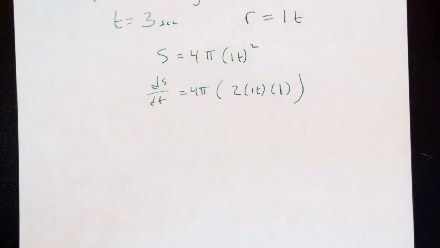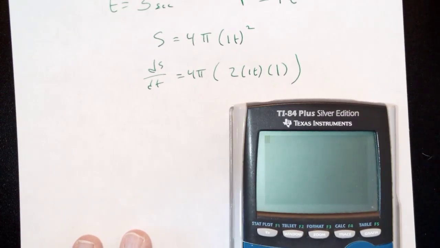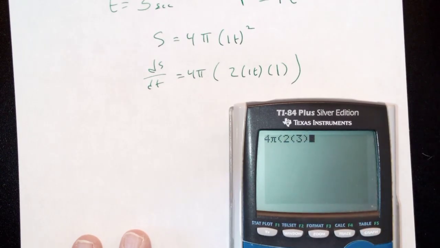Yes, Nicole. I wouldn't. Words are. 4 pi 2 times 3 times 1 times 1. So you just put in the bigger number. Yes. Okay.